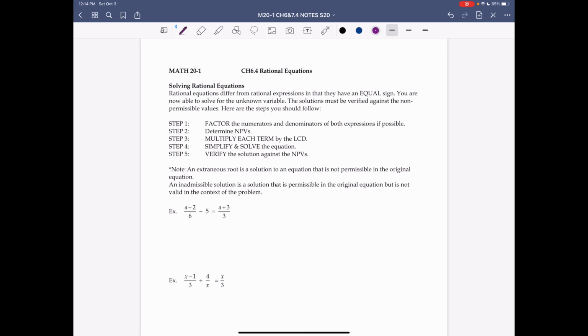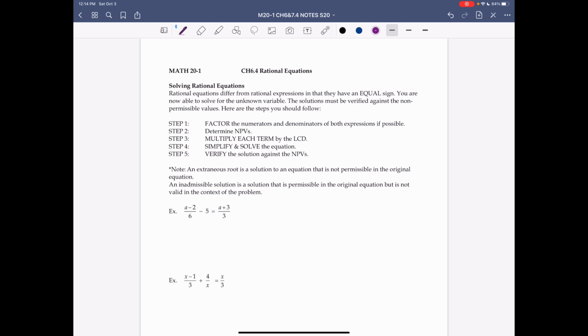Chapter 6.4 Rational Equations. Rational equations differ from rational expressions in that they have an equal sign. We're now able to solve for the unknown variable, whereas previously we just had expressions. We could only simplify the expression. The solutions to rational equations must be verified against the non-permissible values.